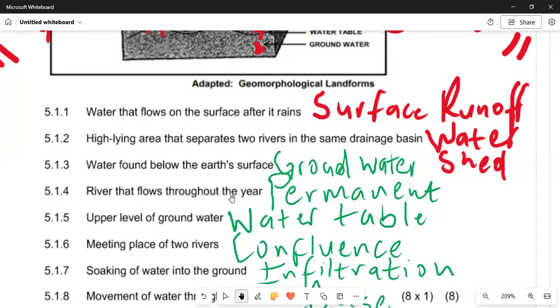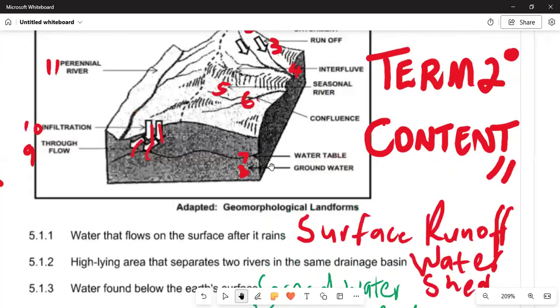In 5.1.5, the upper level of groundwater is called the water table. Remember, I've told you that the water table is water that is found in the upper level. We can prove that by seeing the sketch, which is detailed in number 7. So you can see that number 7 is a water table. This represents the water that is on top now of the landscape.